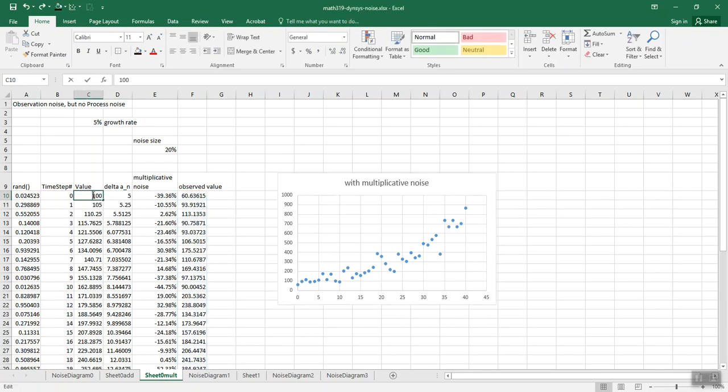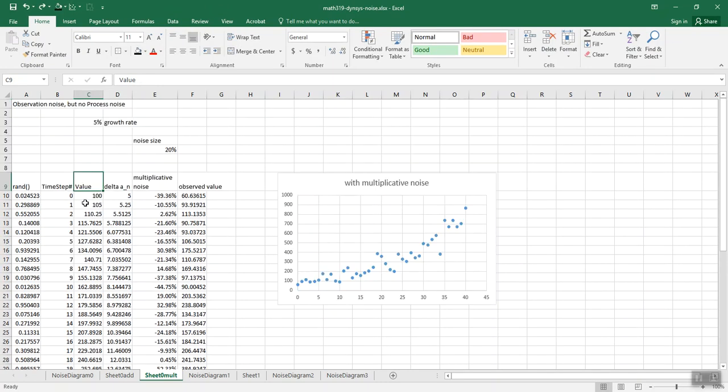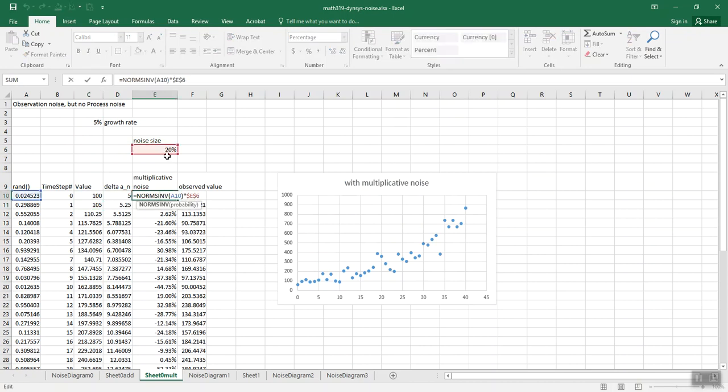The same thing is happening with the process itself. It starts at 100, has a delta of 5, then goes up to 105. And the noise, again, we're just taking this random, turning it into a standard normal. But now we're multiplying it by 20%, and then the observed value is the ordinary value times 1 plus the multiplicative noise operating as a decimal.